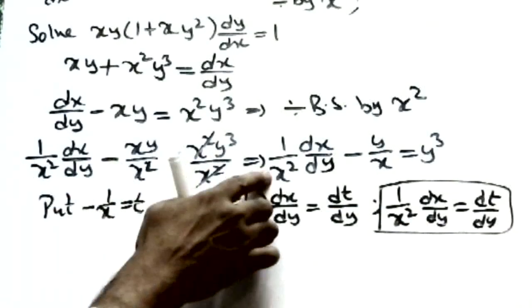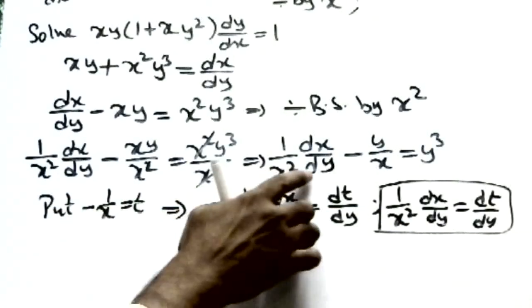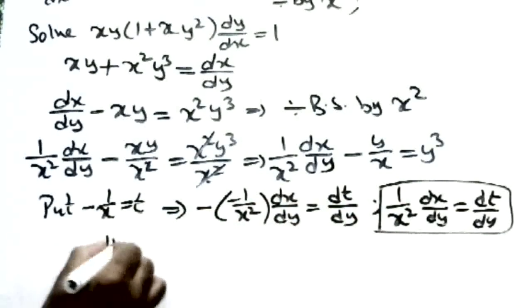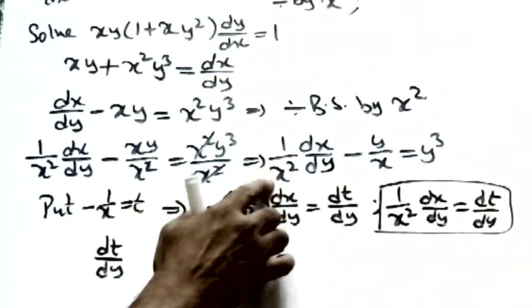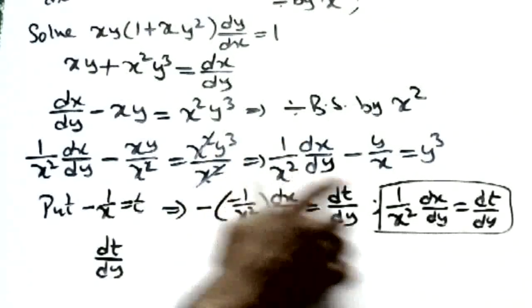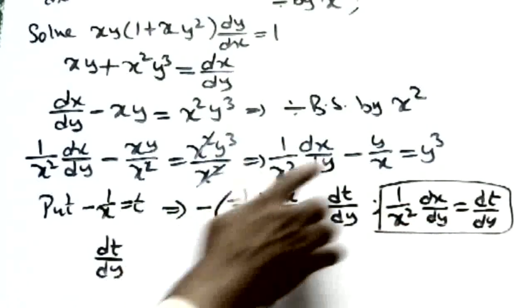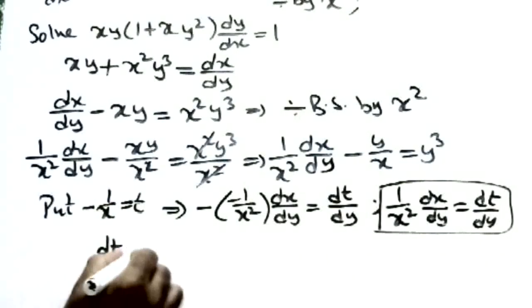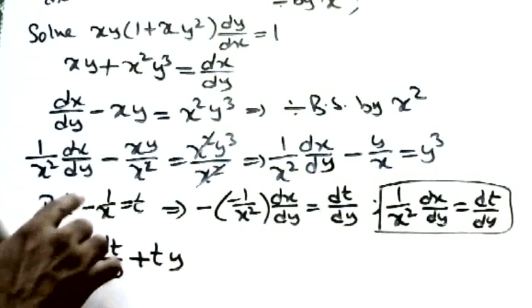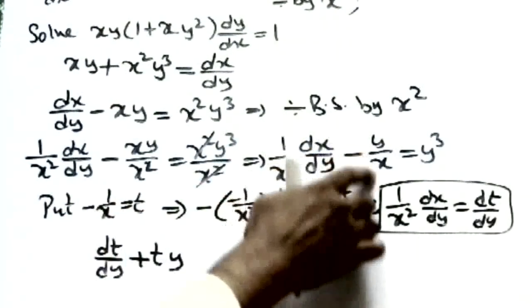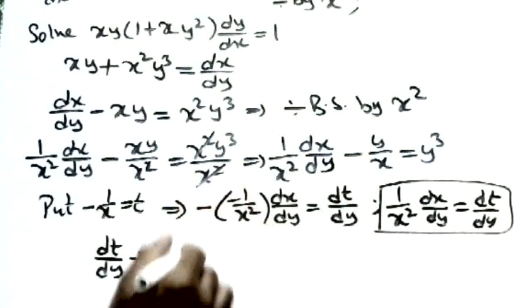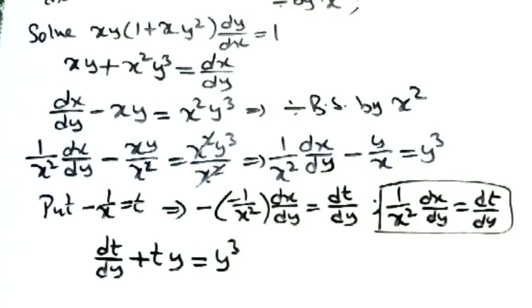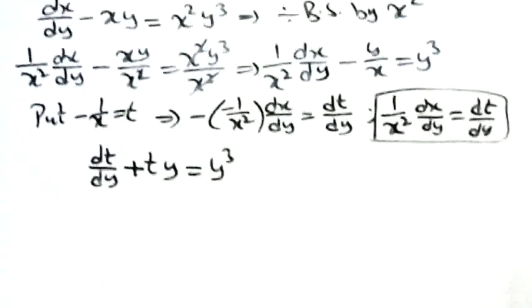Now the question will change. See here, let me change the question from here. 1 by x squared dx by dy will become dt by dy. Minus 1 by x we have taken as t. So it will become plus t into y. Minus 1 by x is t. So t into y equals to y cube.